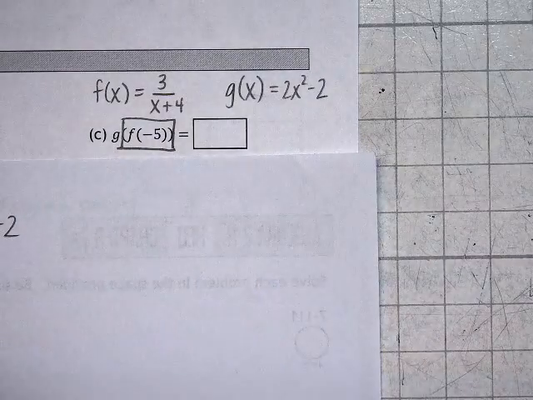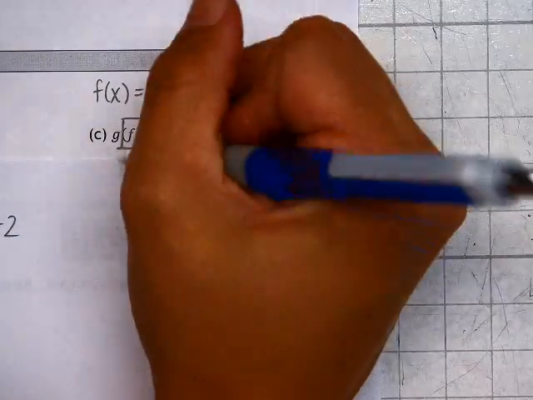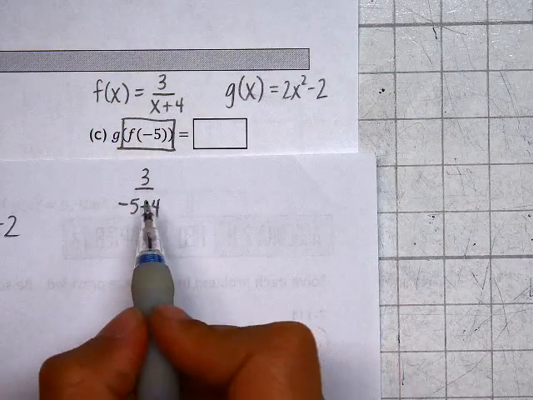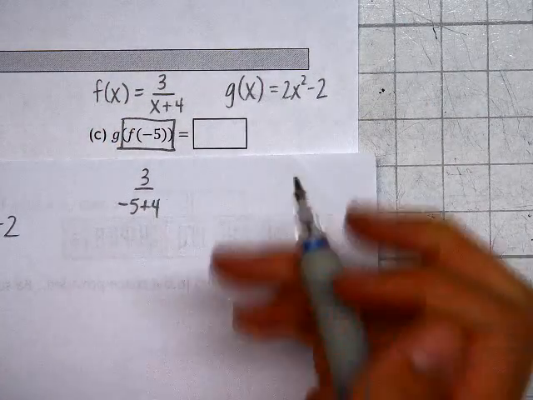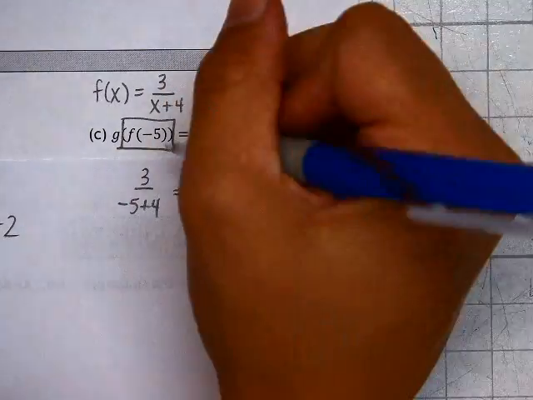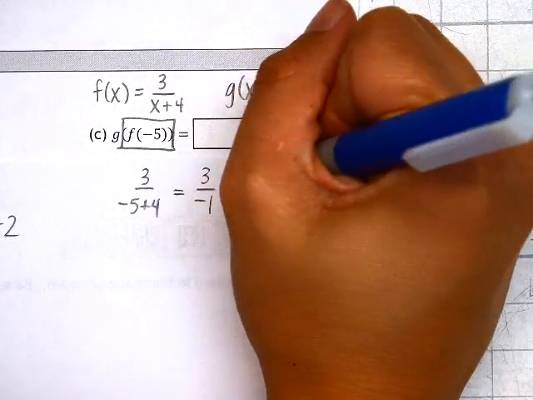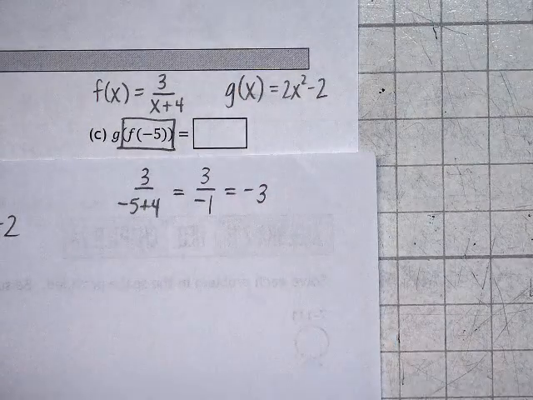So let's start with f of negative 5. That means we start with the f function, we plug in negative 5 where x goes. So that means we have 3 over negative 5 plus 4. Negative 5 plus 4 on the bottom is negative 1, which means 3 divided by negative 1 should be negative 3. Now we're not quite done yet.